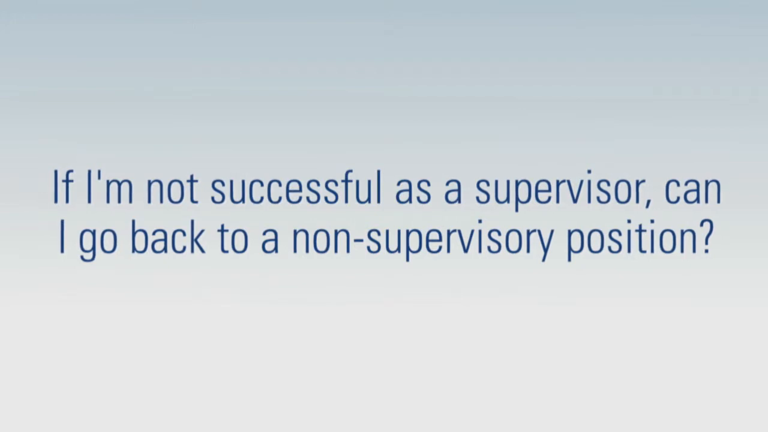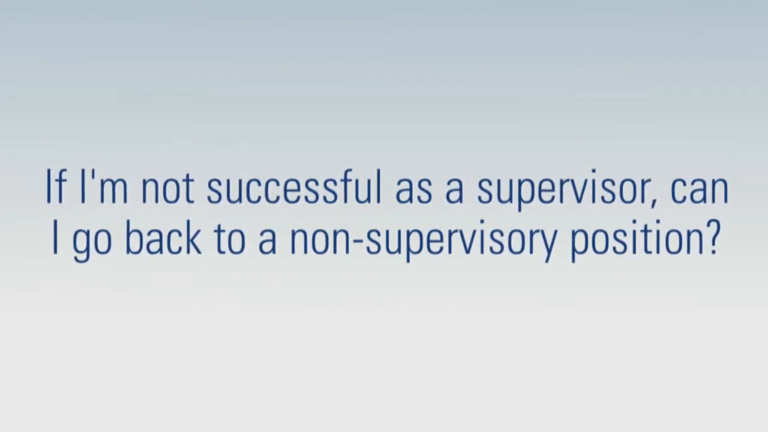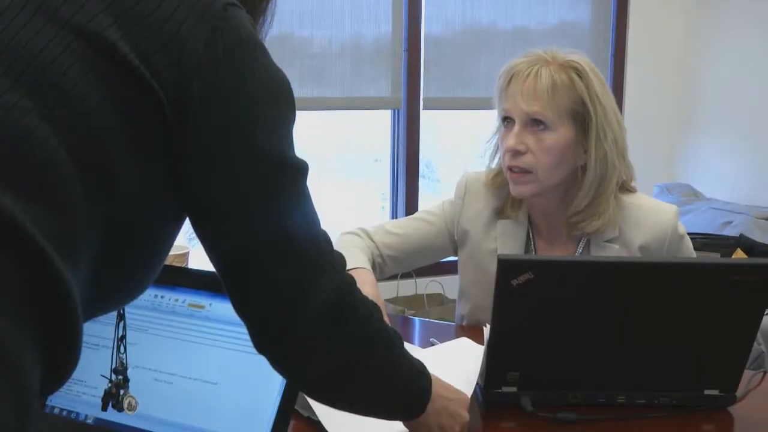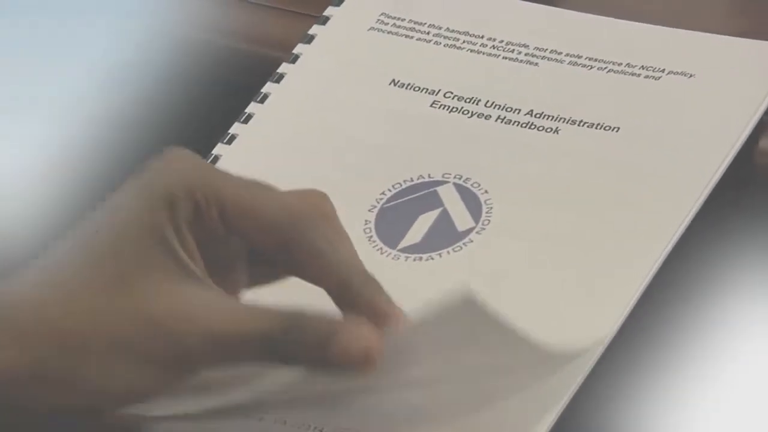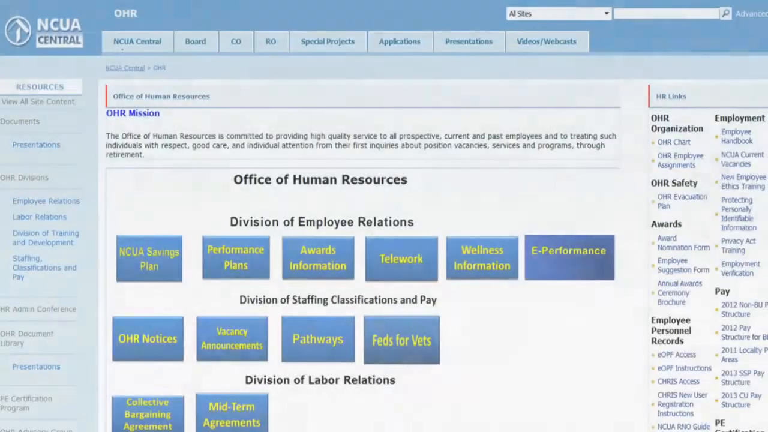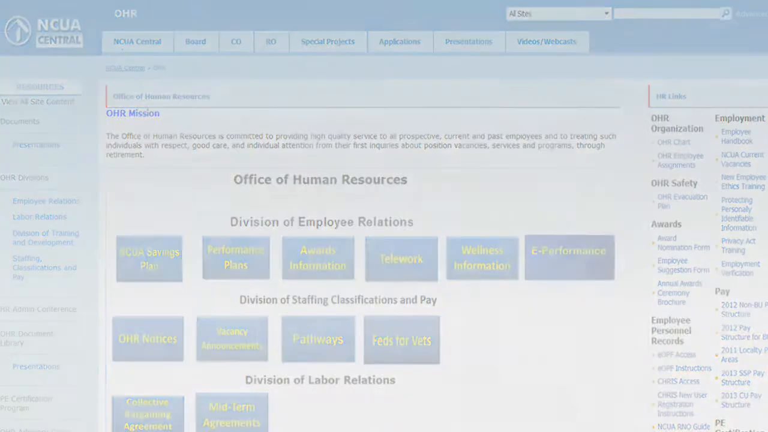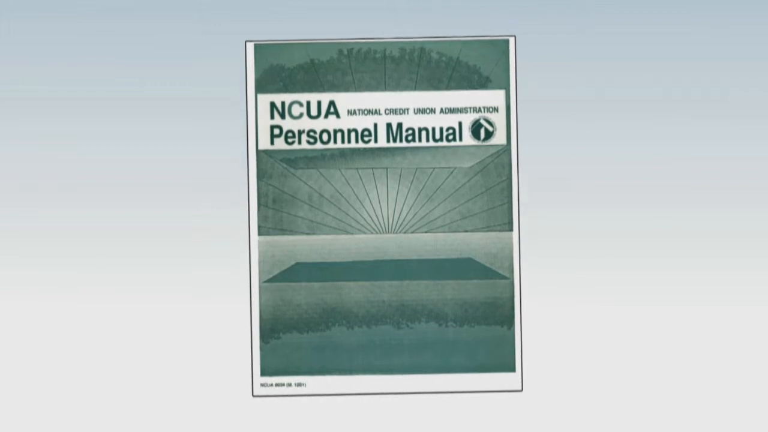Now, if you're promoted or reassigned to a supervisory position from within the federal government, you're also required to serve a supervisory probationary period. You may go back to your non-supervisory role if you're not successful in a supervisory position. What we are required to do is to put you back in a position that's no lower than the grade or pay from which you came. For more information on your probation period, refer to the NCUA Employee Handbook, the OHR site on NCUA Central, Article 19 of the Collective Bargaining Agreement, or Chapter 18 of the NCUA Personnel Manual.